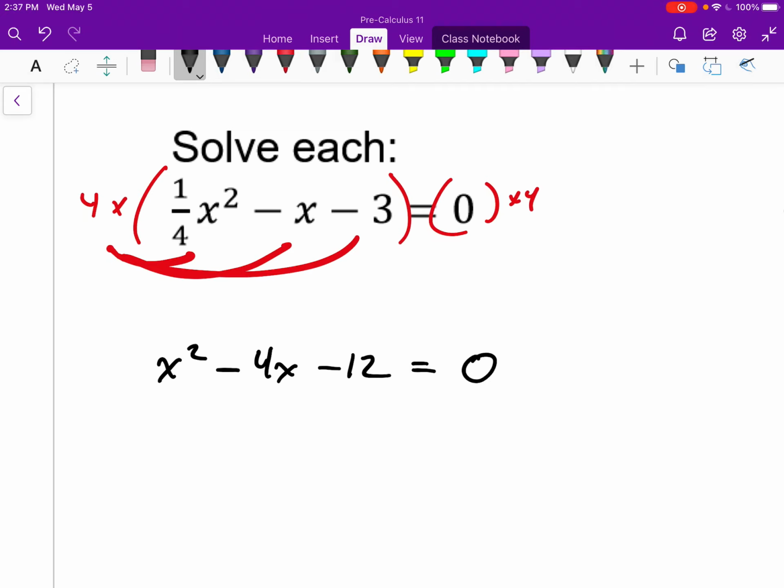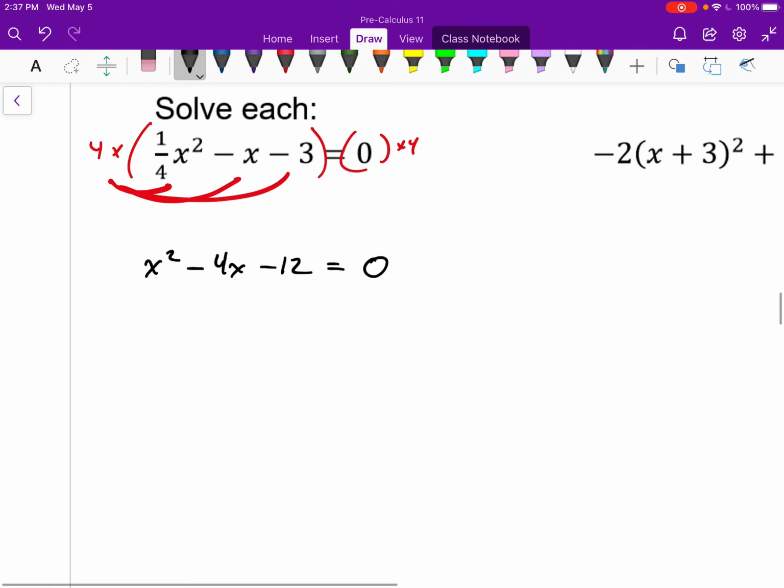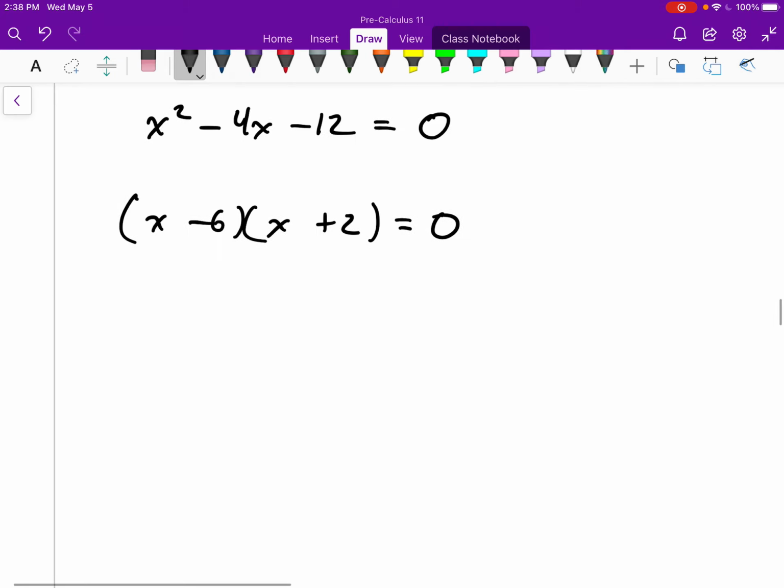All right, so these two equations are equivalent. And the equation I've written down now is just significantly simpler. Now to solve this, let's see if we can factor it. And we most definitely can. What multiplies to negative 12 and adds to negative 4? Negative 6 and positive 2. So my factors are x minus 6, x plus 2. Those are my factors. So my solutions are x equals 6 and negative 2.